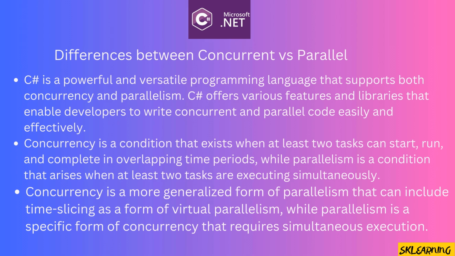In this video, we'll explore the difference between concurrent and parallel. C# is a powerful and versatile programming language that supports both concurrency and parallelism. C# offers various features and libraries that enable developers to write concurrent and parallel code easily and effectively. Concurrency is a condition that exists when at least two tasks can start, run, and complete in overlapping time periods, while parallelism is a condition that arises when at least two tasks are executing simultaneously.